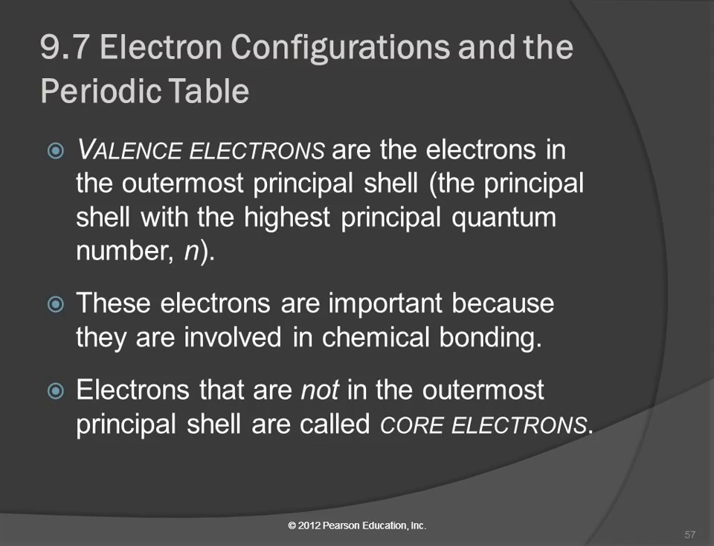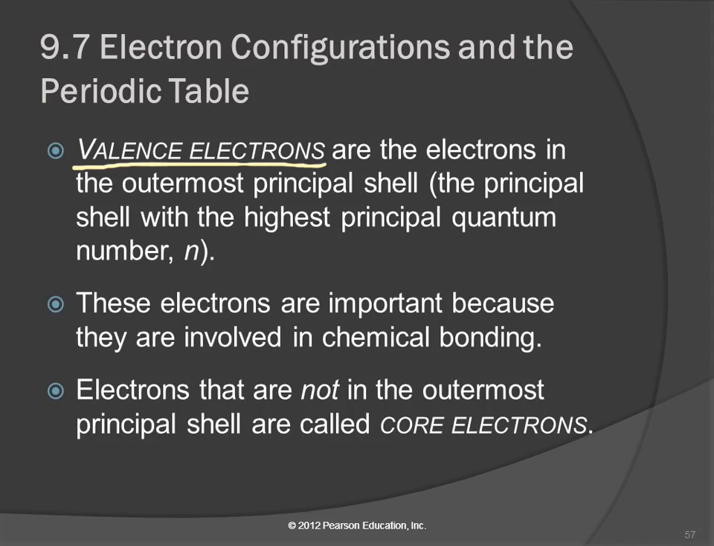Electron configurations in the periodic table. In chemistry, we refer a lot to something that we call valence electrons. These are the electrons that are in the outermost principal shell, which would be the principal shell with the highest principal quantum number n.